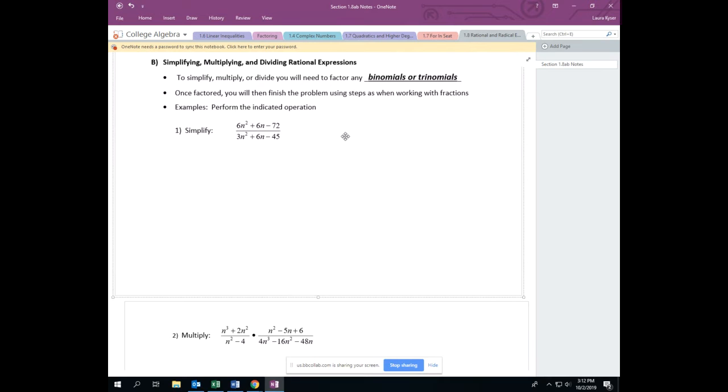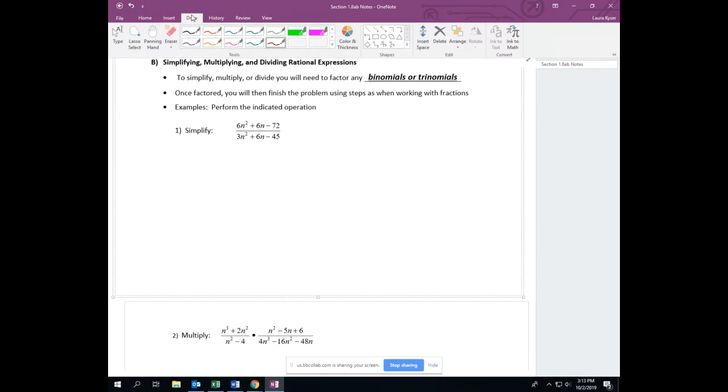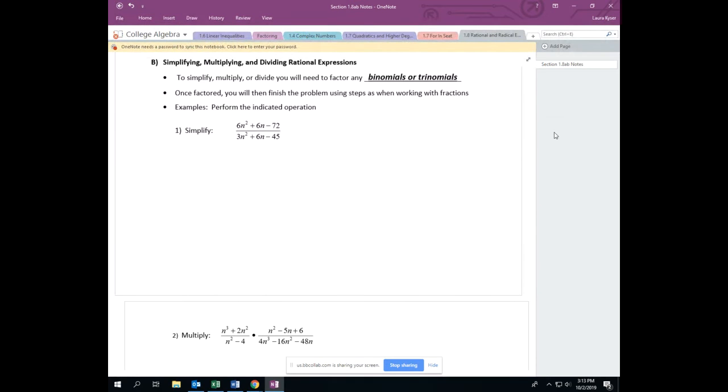Same rules apply for multiplication and division. So we're basically going to be following the same rules for these three operations. So to check this out and see how it works, I'm going to begin with this polynomial expression, 6n squared plus 6n minus 72, over 3n squared plus 6n minus 45.